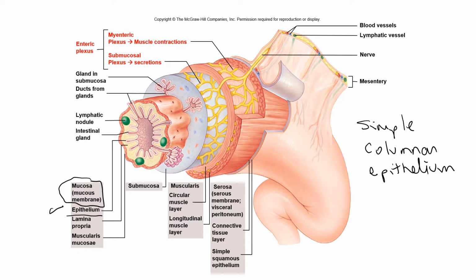Below the simple columnar epithelium that lines most of the GI tract, we have a thin layer of connective tissue, areolar connective tissue, called the lamina propria. Finally, below the lamina propria is a thin layer of muscle, called the muscularis mucosa. This smooth muscle contracts, causing localized movements of the GI tract.